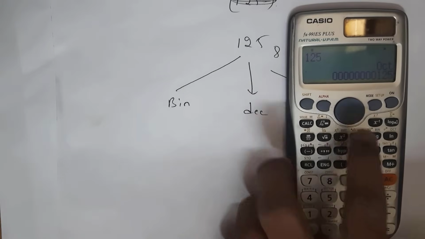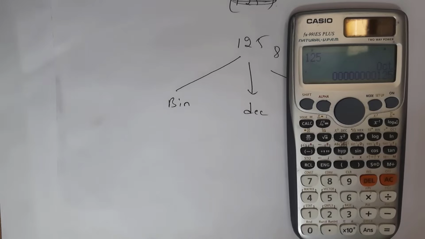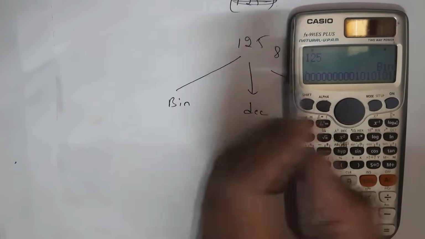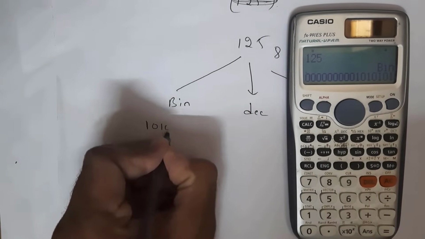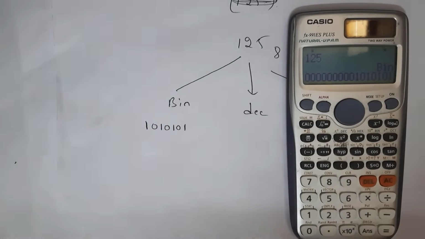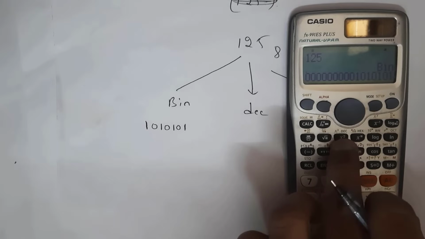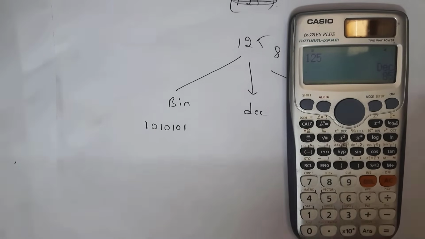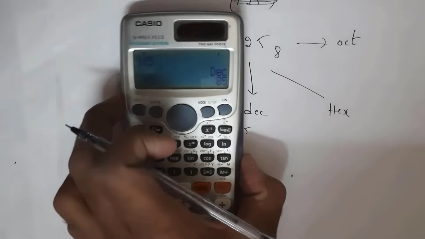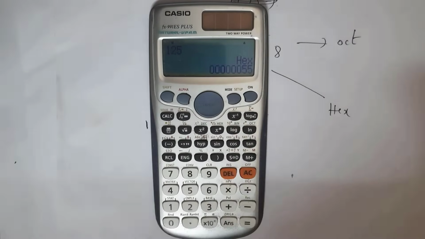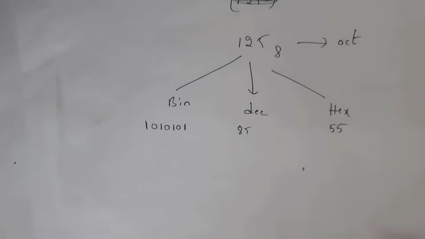Just click on binary in order to convert this octal number into binary. This is the answer. That is, guys, don't count zeros, count from 1. That is 1 0 1 0 1 0 1. And if you want to convert this octal number 125 into decimal, then just click decimal button. Click on it. So answer is 85. And if you want to convert this octal number into hexadecimal, then just click on hexadecimal button. Click on it. Answer is 55. This is how we convert octal number into binary, decimal and hexadecimal.